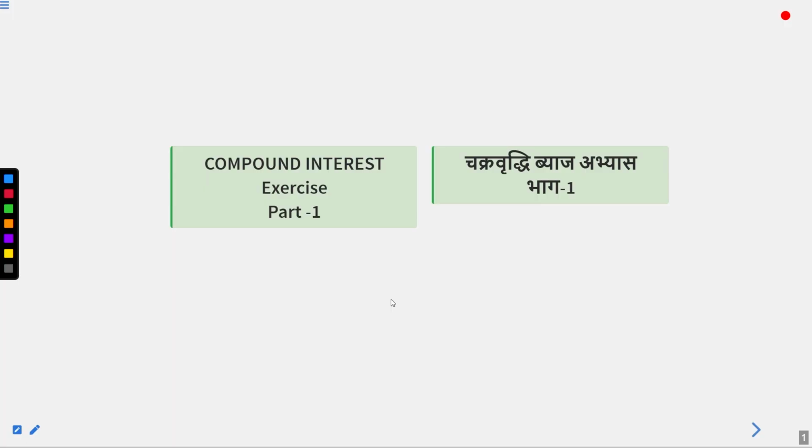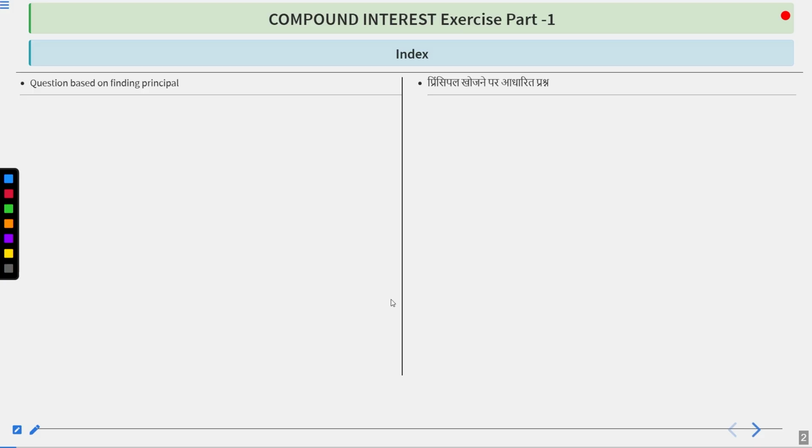Hello everyone, welcome to Compound Interest Exercise Part 1. In this exercise, we are going to do questions based on finding principal.